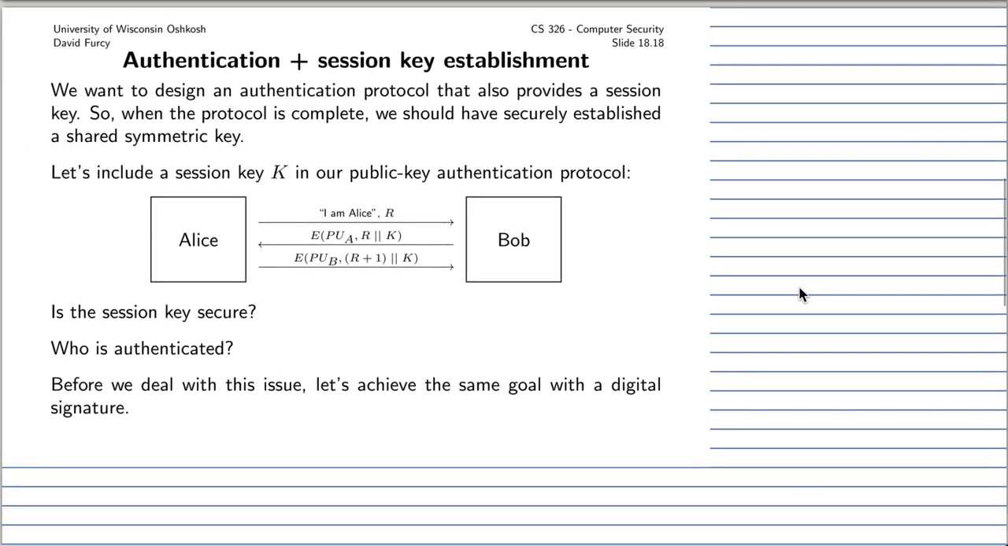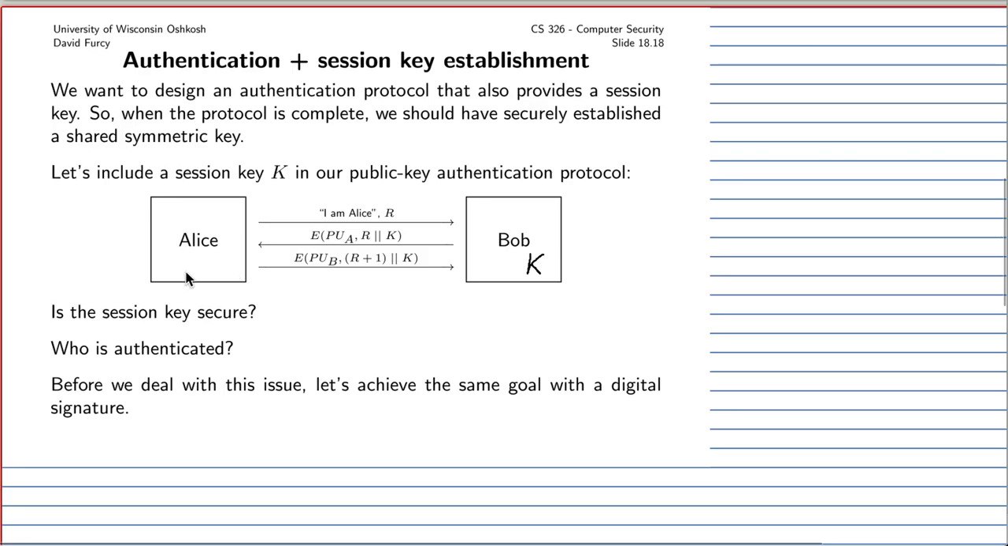So here is a proposed protocol that combines the establishment of a session key and the authentication process. We have two parties, Alice and Bob. Alice is sending her identifier and a random number or nonce to Bob. Bob is going to take this nonce and build a response, since this is his challenge. Before he does that, Bob is going to pick a random key K and concatenate it to the nonce, and then he's going to encrypt it using Alice's public key. He will send the resulting message to Alice.